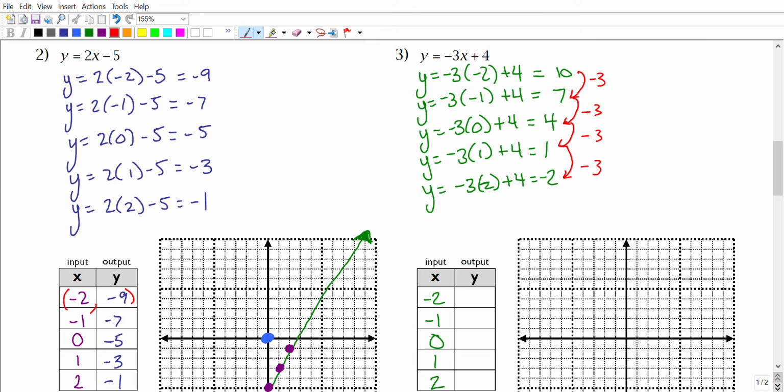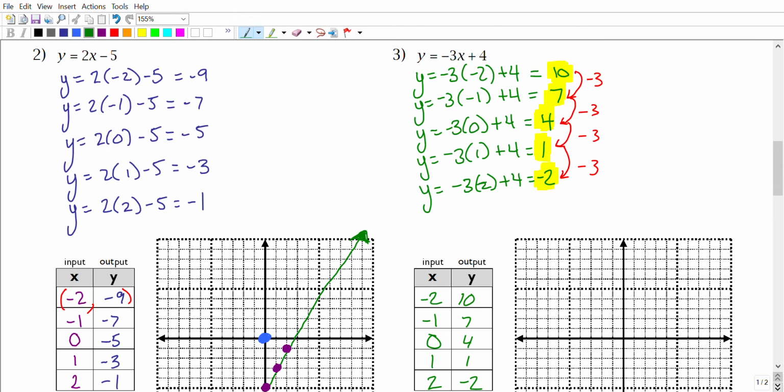Okay? So let's go ahead and write down our new output values into our function. I'm sorry, into our values. So we have 10, 7, 4, 1, and -2. All right, so let's go ahead and graph those.